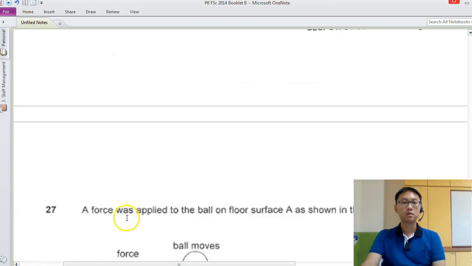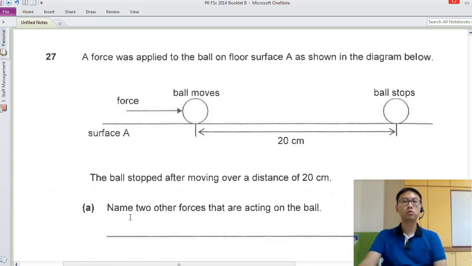Alright. Question 27. So a force was applied on the floor surface as shown.